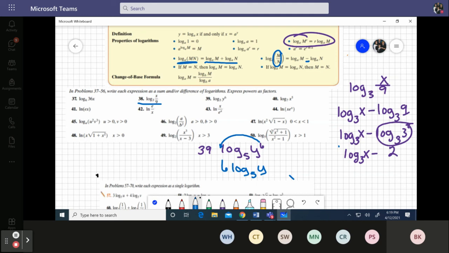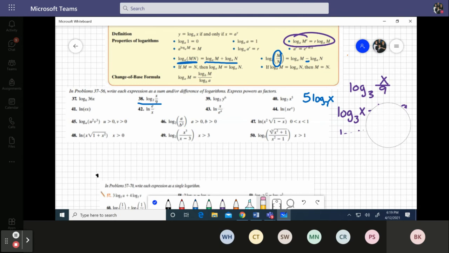So 40, 5, 7 of x. Not what can I or what am I doing or what do I need to do, but what can I do? How can I change these? How can I simplify? What can I do?